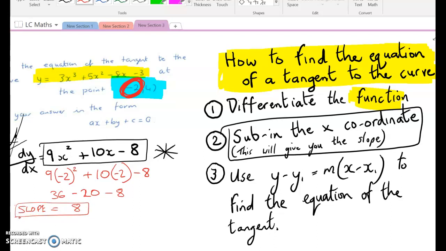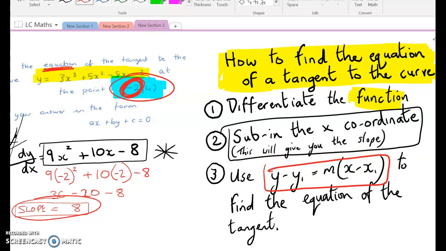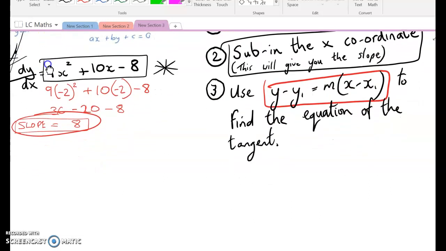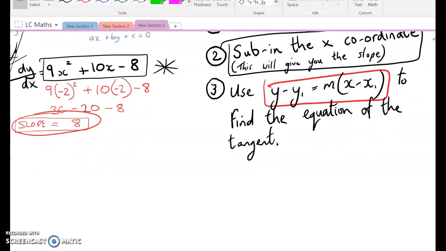So now we have a point, we have a slope. Now we can get the equation using the equation of a line formula. That's the last thing you do. Use y minus y1 equals m times x minus x1 to find the equation.